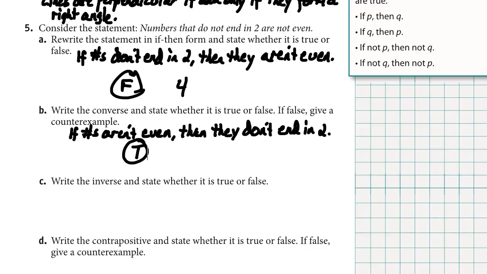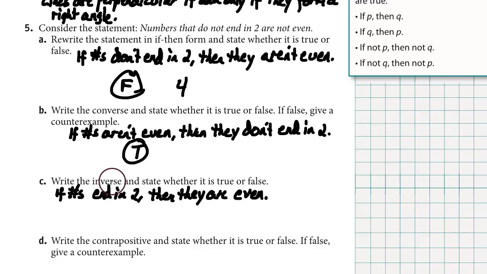Question C, write the inverse and state whether it's true. To form the inverse, you keep the same order to the sentence, but you negate each part. So if we go back to the original sentence, if numbers do not end in 2 and we negate that, we want to say if numbers do end in 2, then they are, the original sentence said, are not even. When we negate that, we want to say they are even. So our inverse is, if numbers end in 2, then they are even. Is that true? And that is true.